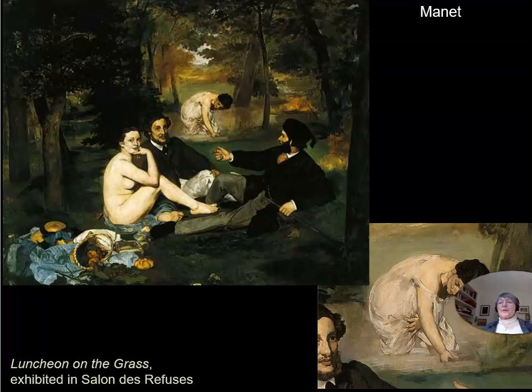And it did cause an uproar, particularly the nude woman, who was viewed by the French public as inappropriate and immoral. In addition to that, however, the public was also upset at the painting style because Manet began to show his brushwork and to create suggested form in the picture.